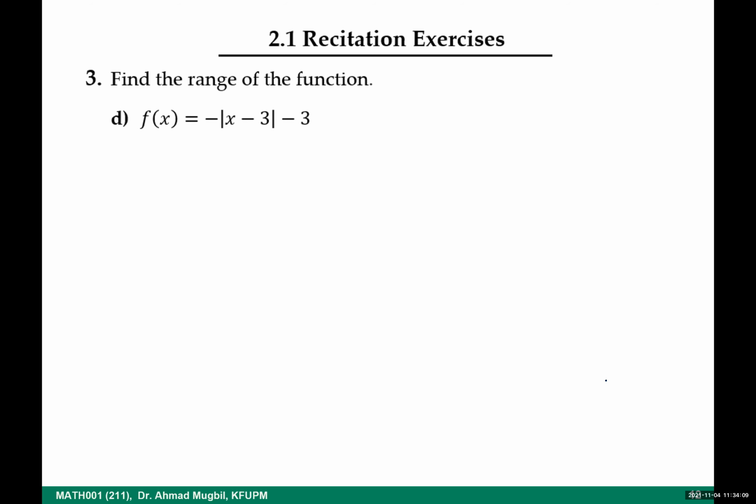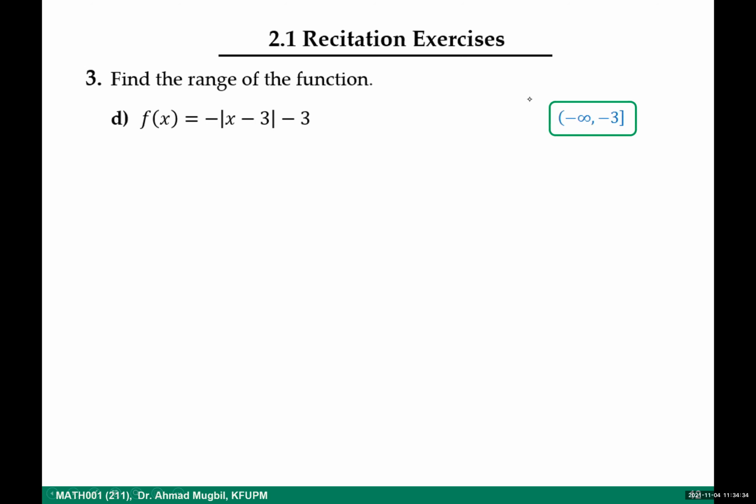Excellent. Again, Shabab, you can sketch the graph if you can, of course, and you are sure about it. Why not? It is the best way. But I assume that we are in section 2.1 now. We didn't study section 2.6. So let's check first the answer. What is the answer?